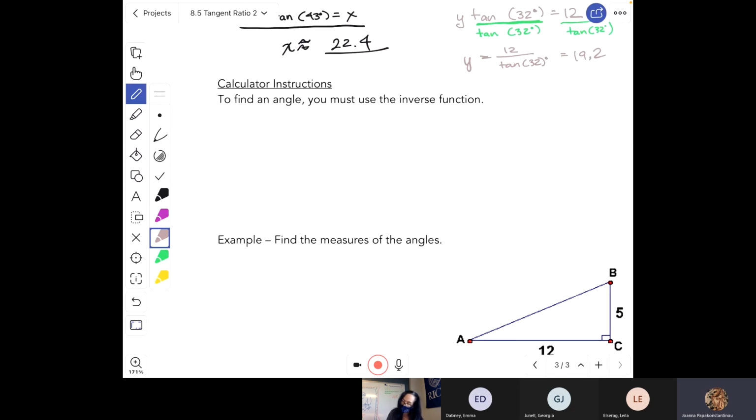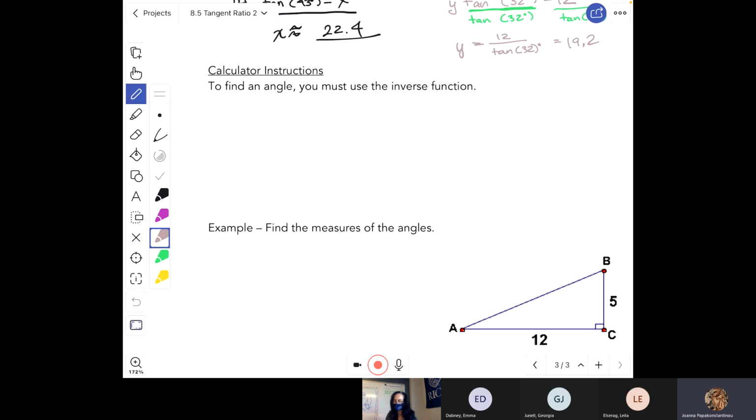Now, we talked about the calculator instructions to find measurements, lengths, but what happens if I want to find the measure of the angle? So I don't know the angle. I'm looking at the missing angle. Well, we know the tangent of an angle equals the opposite side over the adjacent side.